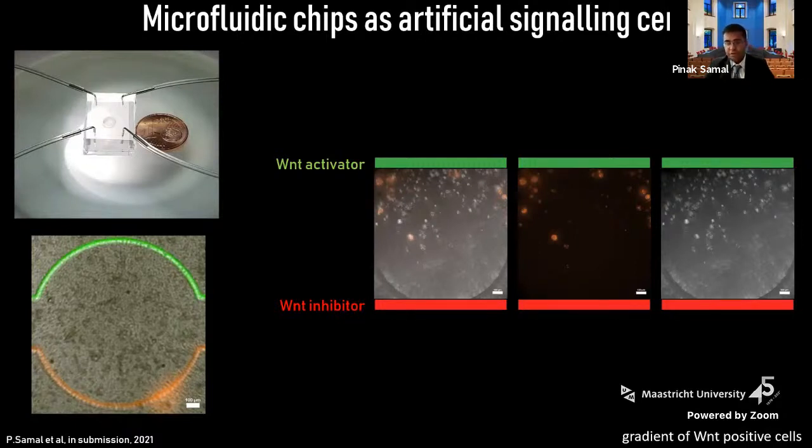Now in a developing embryo, the head to tail patterning takes place using Wnt activator and inhibitor gradients. And we decided to see if we could achieve such gradient formation in vitro. So we used the chip, we put cells which were reporters for the Wnt pathway. And as shown in the result, we were able to achieve a gradient of signal starting from the Wnt activator region to the Wnt inhibitor region.